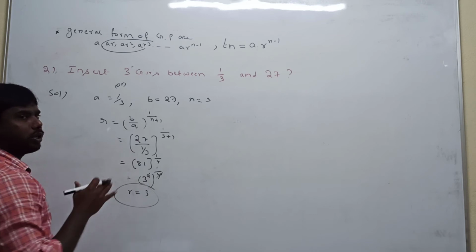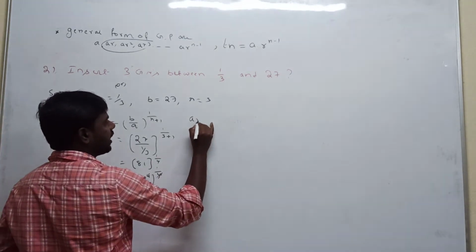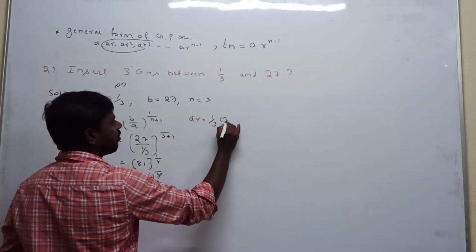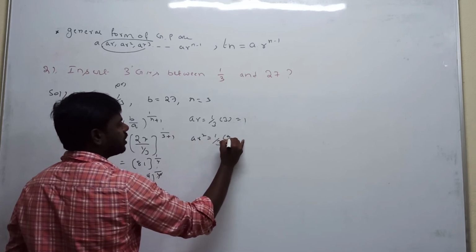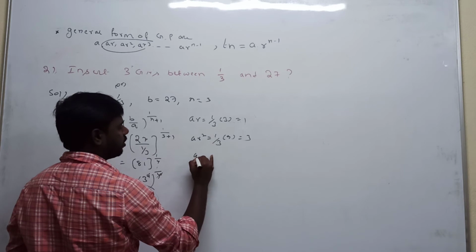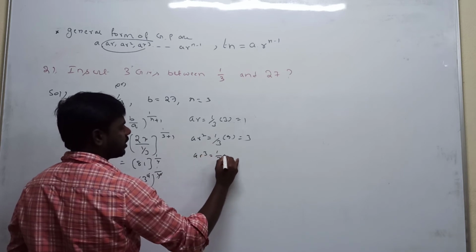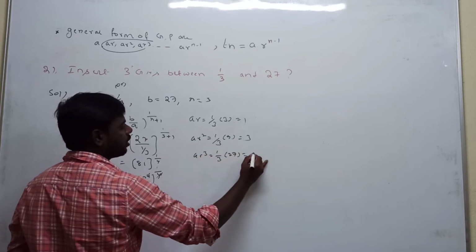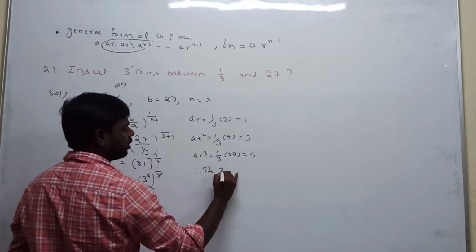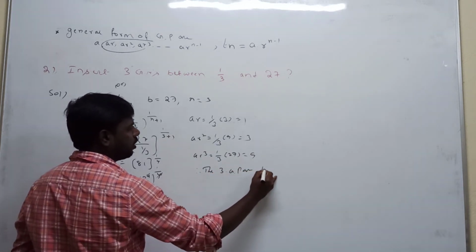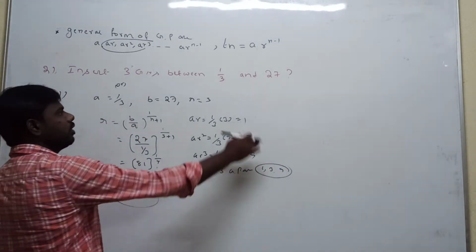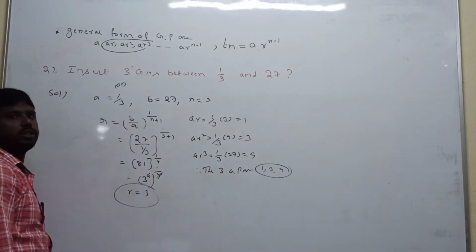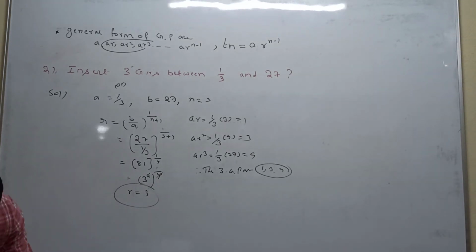Substitute this value. The first one is ar. The a value is 1/3, the r value is 3, which gives 1. The second element is ar squared: 1/3 into 3 squared, which is 9, so the value is 3. Then ar cubed: the a value is 1/3, r cubed is 27, giving 9. So finally you got the 3 geometric means 1, 3, 9, and these elements are called the geometric means between 1/3 and 27. Everyone understood? It is clear? It is clear?